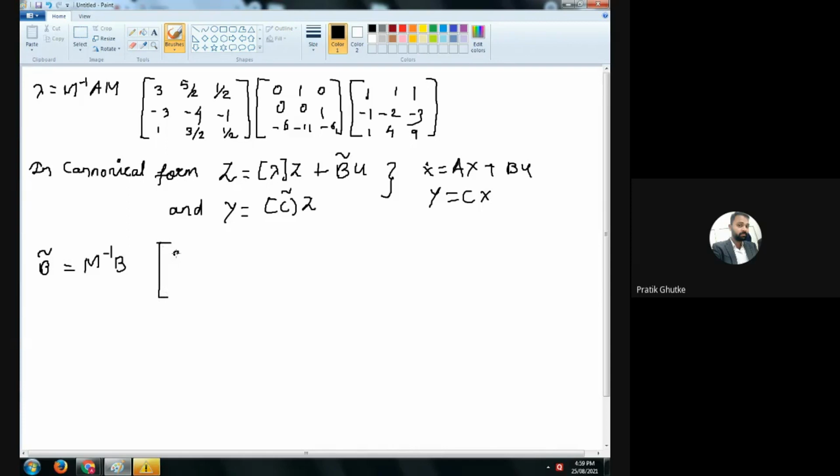It is 3, 5 by 2, 1 by 2. Yes, just now we have calculated. And then here it would be minus 3, minus 4, and then here minus 1. Last term 1, 3 by 2, 1 by 2. This is your M inverse. What is my B matrix? B matrix is nothing but a column matrix. In the question part, they have given 0, 0, 2. So now this you can easily multiply.